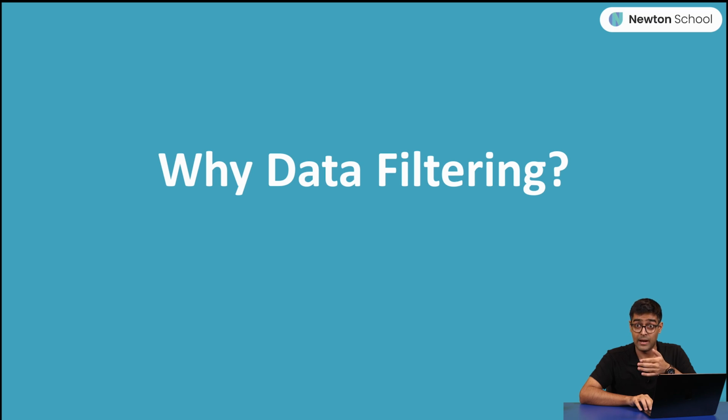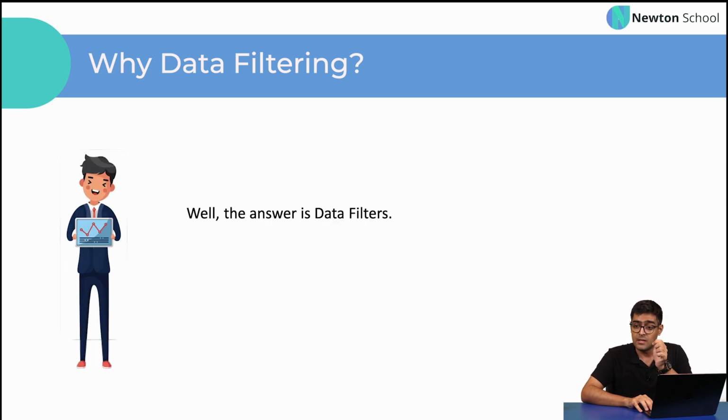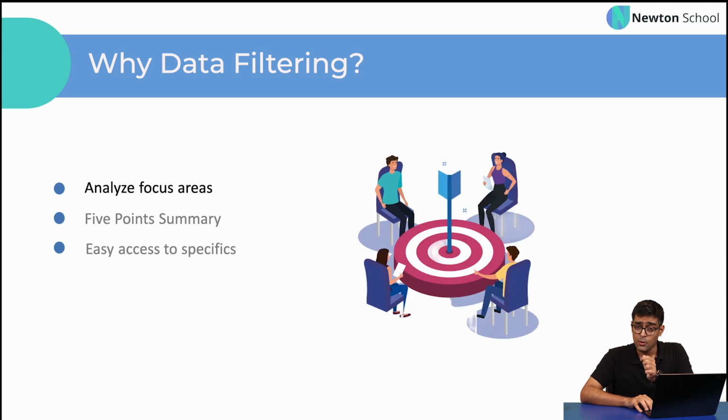Now that I have rambled enough about the importance of data filtering, let's get started on why we need data filtering. Until now, we have only come across how we can get started, right? But how do you solve business problems? You need to filter data. Okay, but how do we do that? How does Tableau help in this scenario? You can filter data in Excel or in Google Sheets or in R or Python as well. Where does Tableau help in this? Tableau has 6 types of data filters, which help us in analyzing focus areas and give us a 5-point summary.